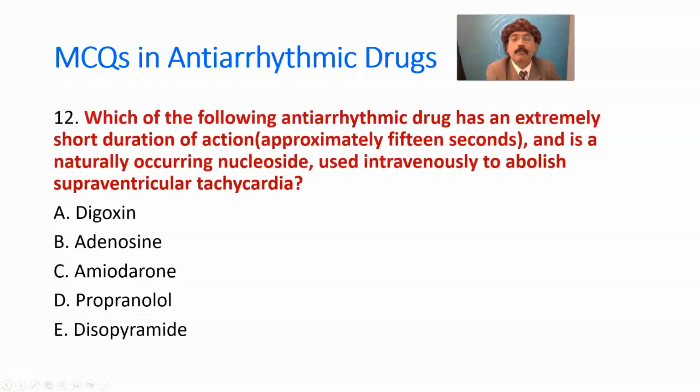Then we'll go question number 12. Which of the following antiarrhythmic drug has an extremely short duration of action, approximately 15 seconds, and is a naturally occurring nucleoside used intravenously to abolish supraventricular tachycardia? Choices: digoxin, adenosine, amiodarone, propranolol, and disopyramide. Answer should be B. Okay, that is adenosine.